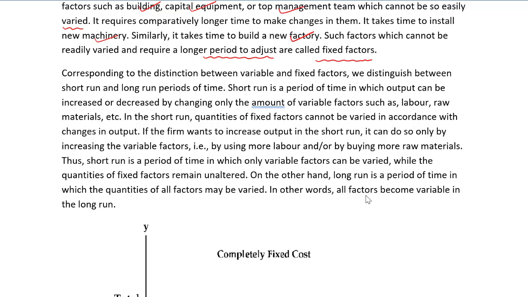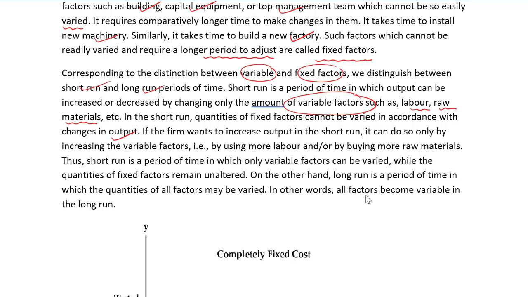Corresponding to the distinction between variable and fixed factors, we distinguish between short run and long run periods of time. Short run is a period of time in which output can be increased or decreased by changing only variable factors. Fixed factors cannot be changed in short run, such as we can change labor, we can change the availability of raw materials in short run. Quantities of fixed factors cannot be changed. You can't bring a lot of capital, a big machinery in a day.